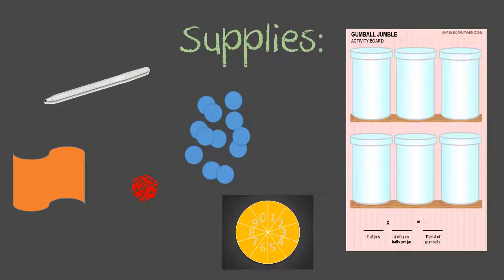The supplies that are provided in the pouch along with your information guide and directions are a dry erase marker, an eraser, some counters, a 6-sided dice, and a 0 to 9 spinner.